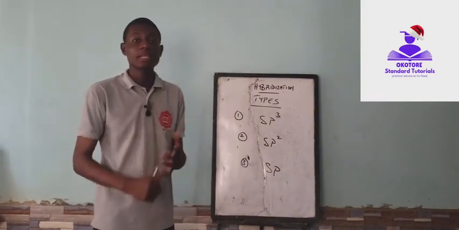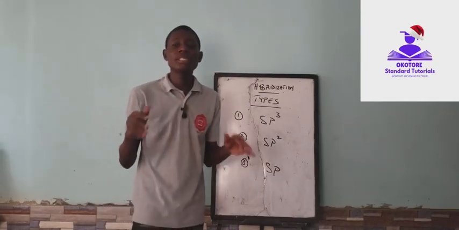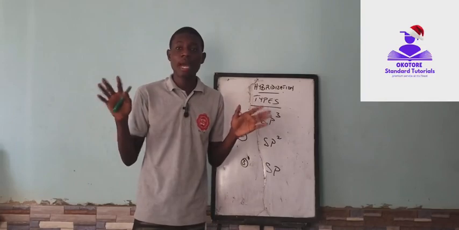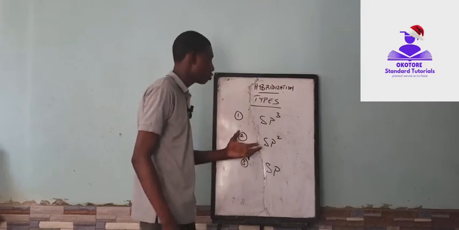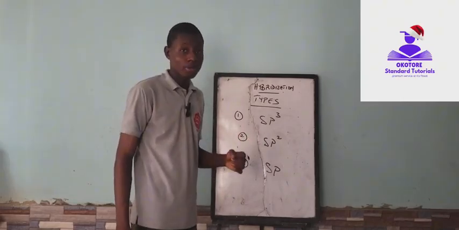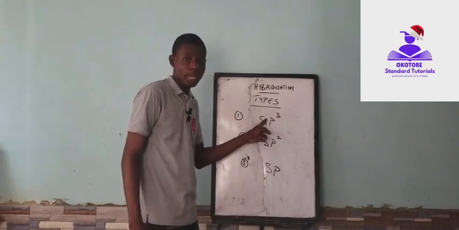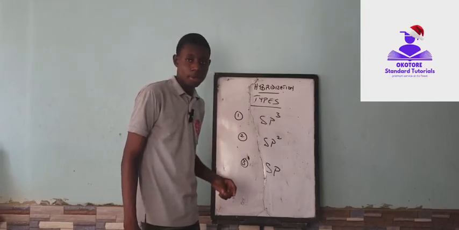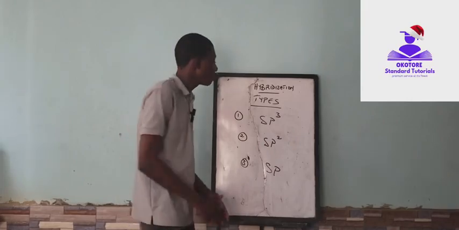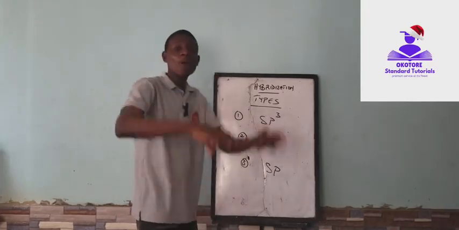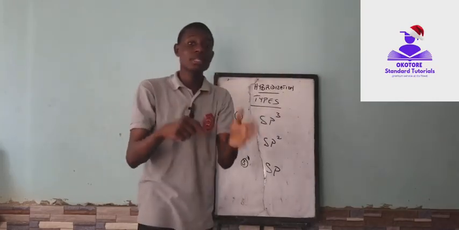The first one is what? Sp3. The second one is what? Sp2, and the last one is what? Sp. And the definition is very simple for the types of hybridization. Are we clear? Basically, in sp3 hybridization, I want you to look closely at this. What is the power of s over here? 1. Am I correct? What is the power of p over here? 3. Do you understand? Because it's sp3.